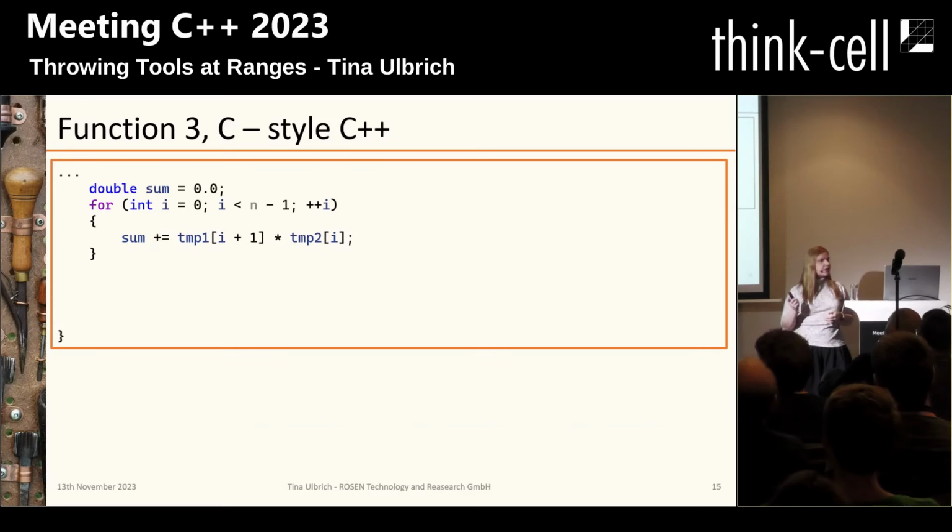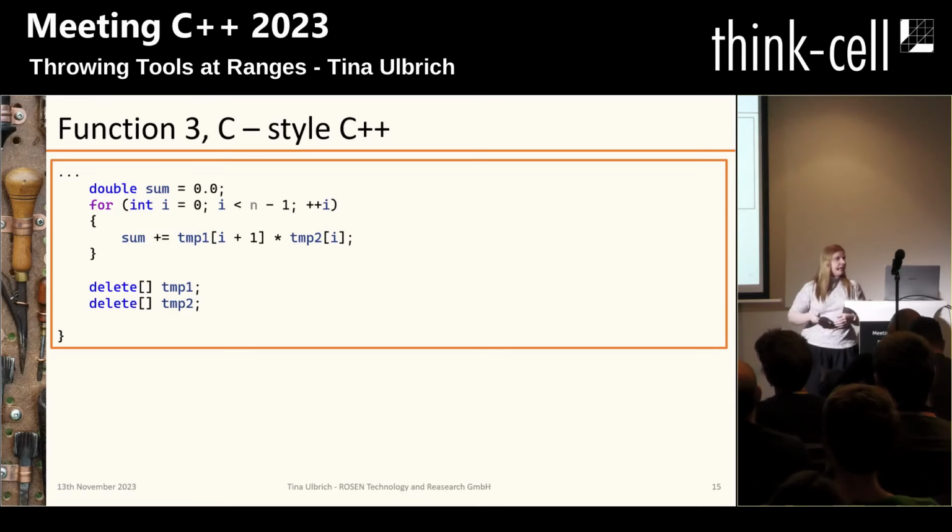And this is the inner product. And in the end, we need to delete the two temporaries that we just created. Nothing goes wrong at this point, so we will actually reach the delete. So again, this is just a very quick overview of the code. If you really want to look into this in more detail, it's on my GitHub. You can get it later.